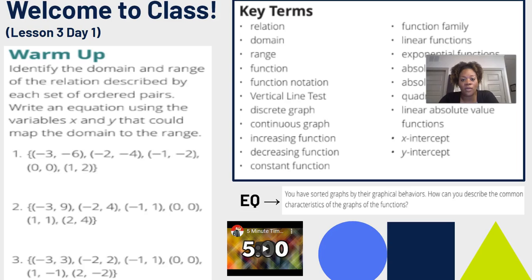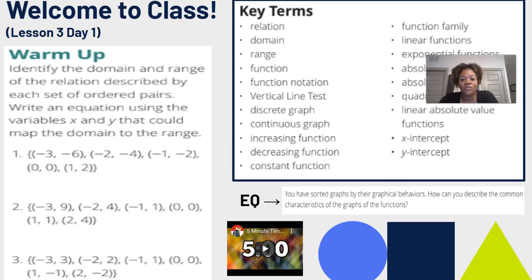Our main goal for the warm-up is for you to be able to write the domain and range. Remember, the variable that represents domain is x, and the variable that represents range is y. The challenge will be to be able to write the equation as well. If you struggle with that, that's okay. You may work with a partner, but our goal will be to get to that point where you're able to write an equation when given the information from your relation.